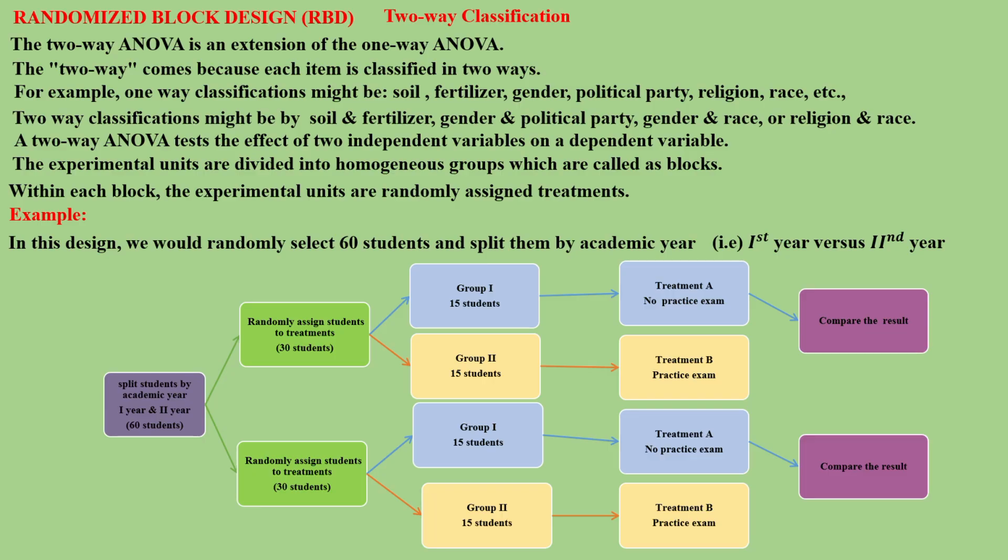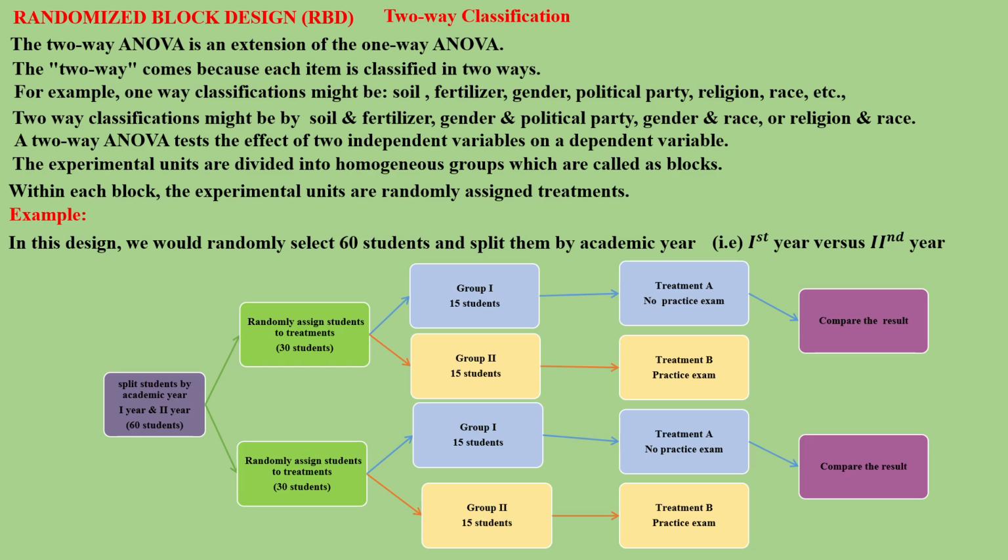Then randomly assign students to treatment, first 30 students, and randomly assign students to treatment, the other 30 students. Then split them, group 1 with 15 students, group 2 with 15 students. So all the selection should be random, right? Similarly for the second group, so group 1, group 2.